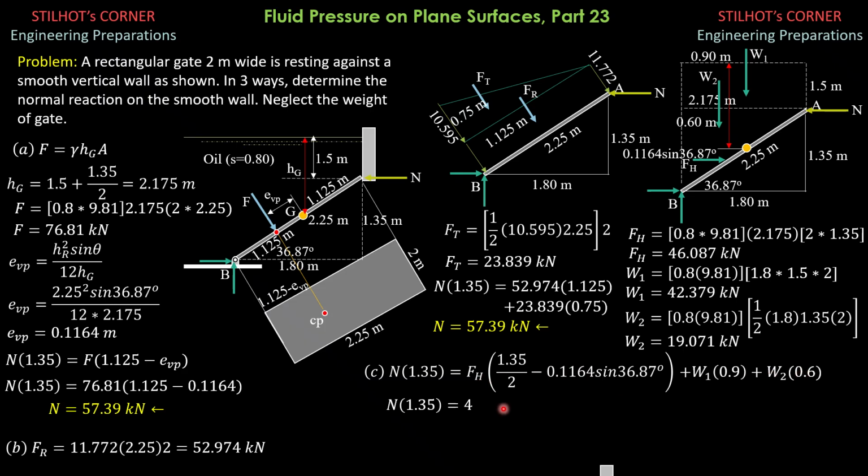Substitute in this working equation, N times 1.35 equals FH 46.087. The value inside the parentheses is 0.6055516. Then plus weight 1, 42.379 times 0.9 plus 19.071 times 0.6. Solving for N, it is also 57.79 kilonewtons leftward. So that's it for this video.